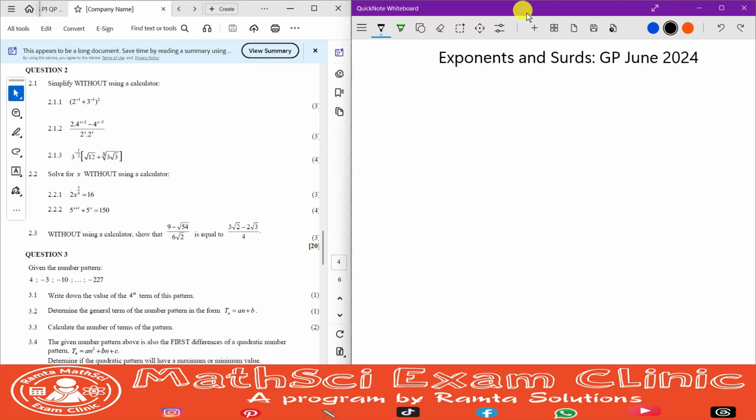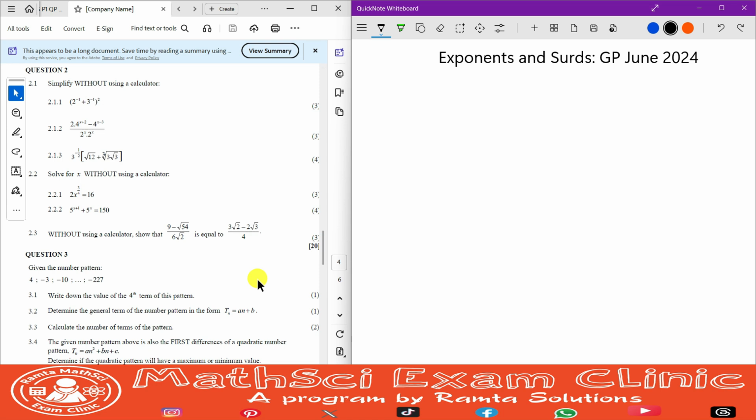Hello guys, in today's Exponents and Surds Exam Clinic, we're looking at a question paper from Gauteng province. So this is their Mathematics Paper 1 of June 2024. So let's see, this question was 20 marks in total.